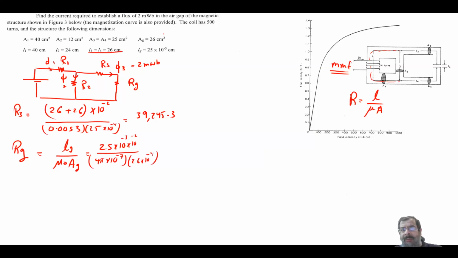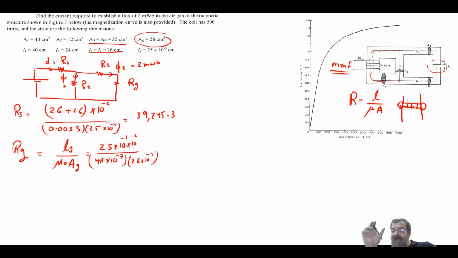The question is, why does the air gap have a larger cross-sectional area than A3 and A4? This comes from something we call the fringing effect. If I zoom in on this area, with the flux going in this direction in the air gap, there will be a little bit of flux fringing.